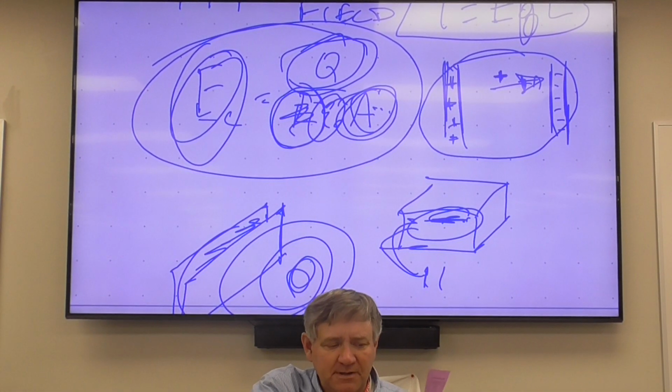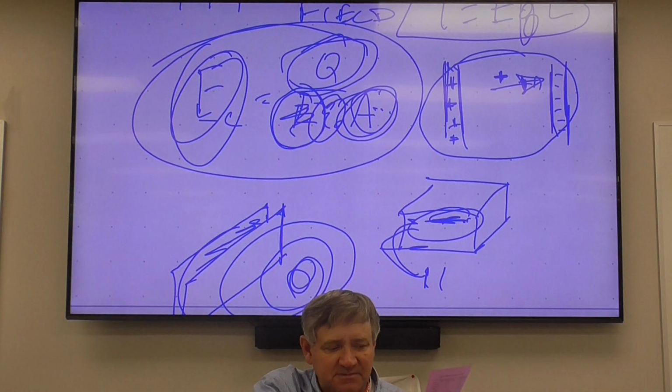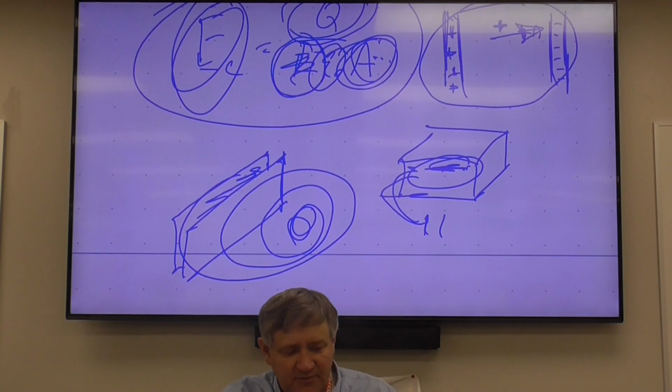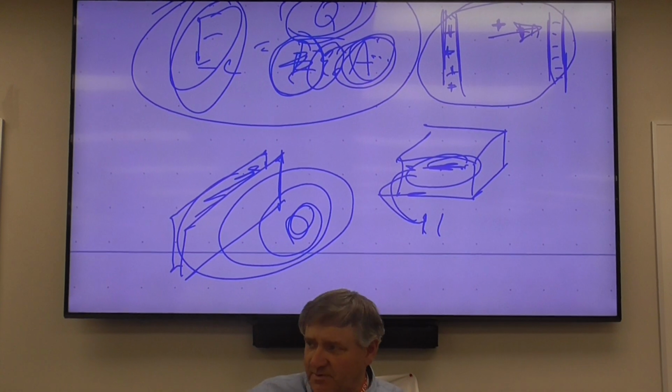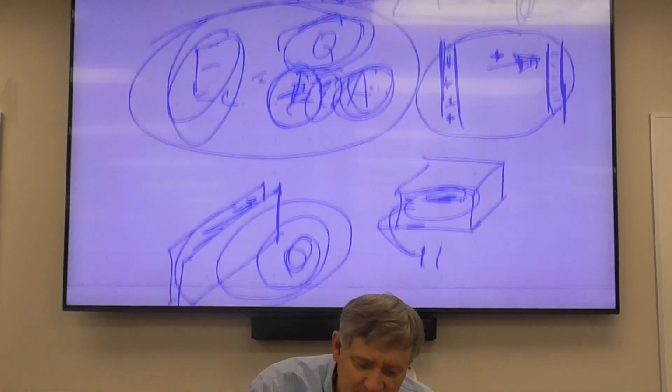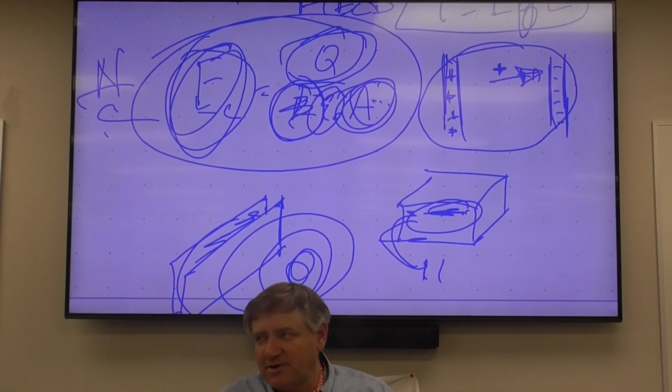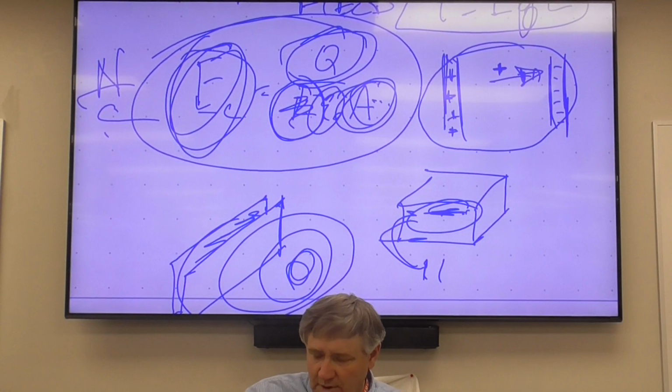The vacuum permittivity constant is 8.85 times 10 to the negative 12, and it has these weird units of Coulomb squared per Newton meter squared. The reason it has those weird units is because that's the only way you can get the electric field to work out to be newtons per Coulomb.